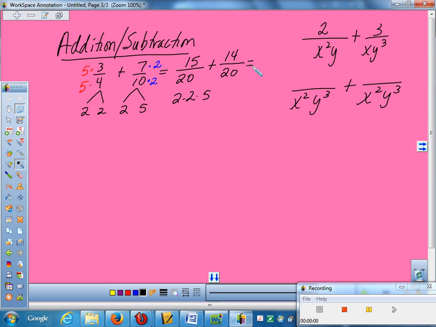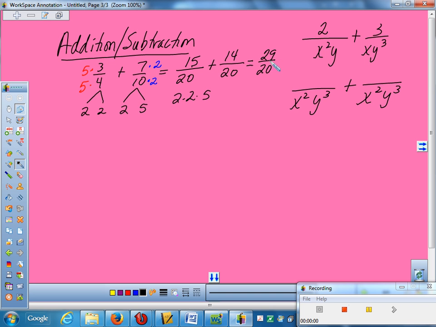And then last but not least, what do you add? You only add the numerators. You don't change the common denominator. So it will stay 20. And on top I'll have 29. And we don't go to mixed fractions. We like improper fractions. That's just hunky-dory the way it is.